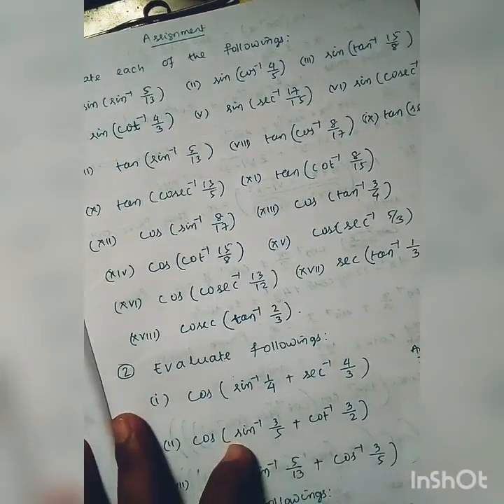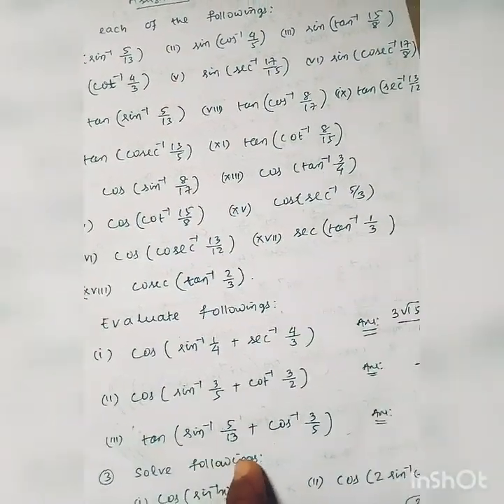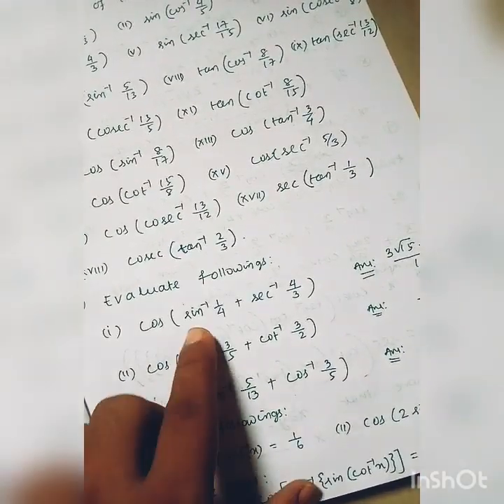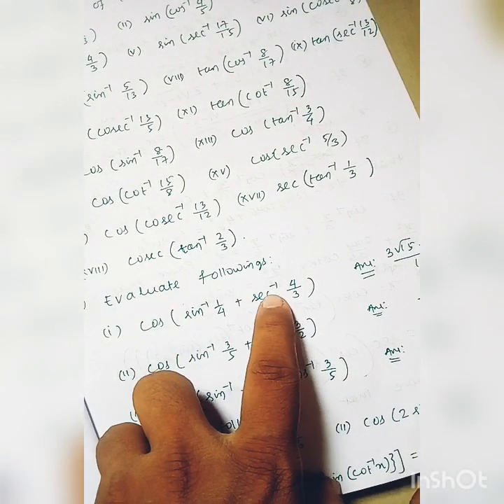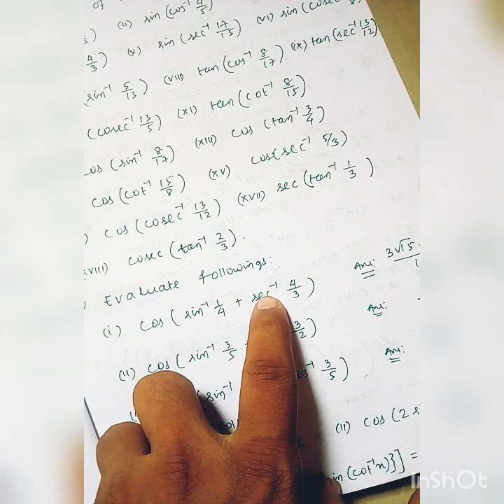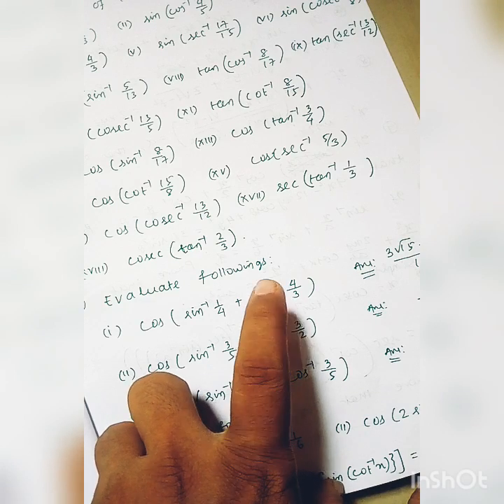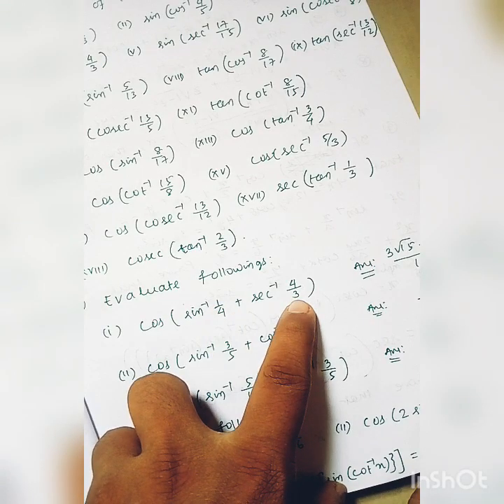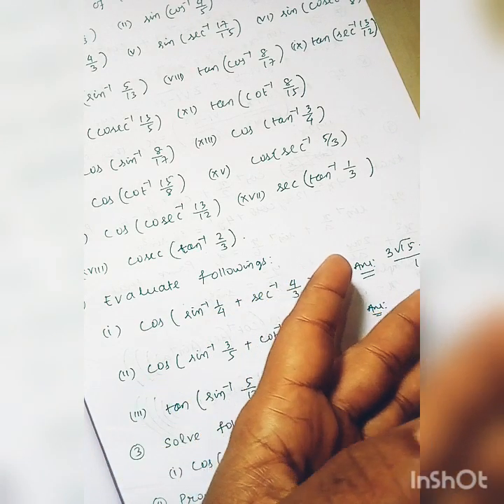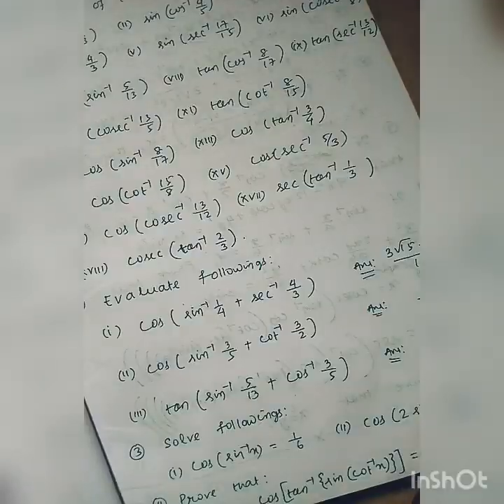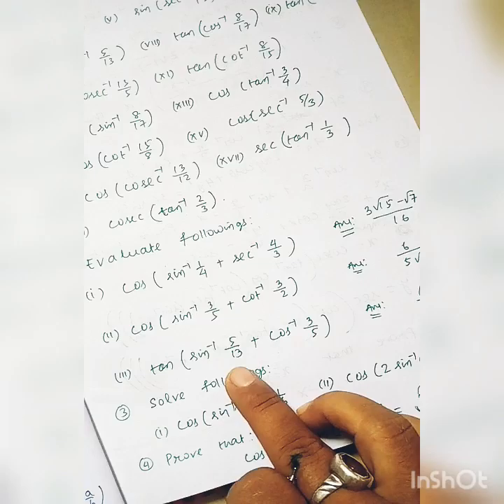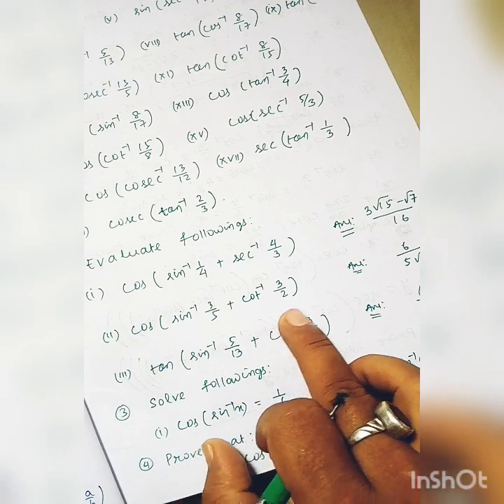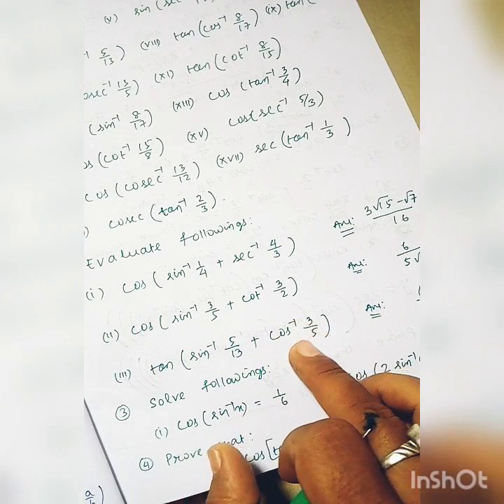These are the assignments. Particularly to solve this question, we have to reduce it to either cos or sine, that is cos a cos b minus sine a sine b. Similarly, in this question we have to reduce sine inverse of this to tan inverse of this, and cos inverse of this to tan inverse of this.